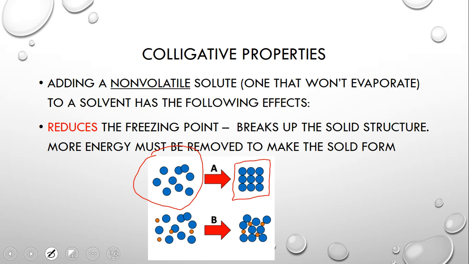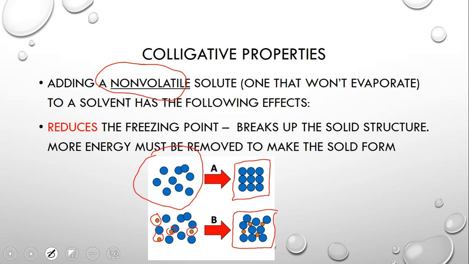But the problem is now we have these little impurities in there, these little dissolved, non-volatile solutes, and they kind of make it harder for everything to line up. If you look here, everything's not lined up, and it requires you take more energy out to get everything to line up properly. So you reduce the freezing point by having an impurity in there that's non-volatile.